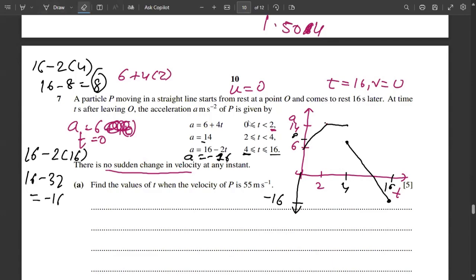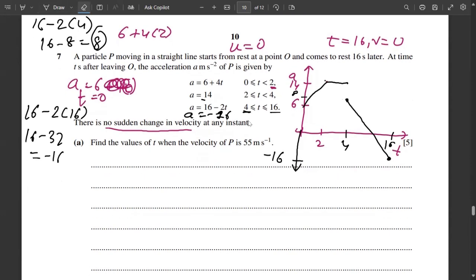Okay, but 14, 16 minus 2, 8. Okay. Now let's go ahead. Find the values of t when the velocity of P is 55 meter per second. Okay. So now we have to find the velocity. Now if we have an acceleration time graph and we want to find the velocity time graph, what do we do? We integrate.